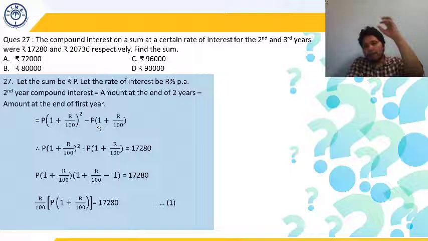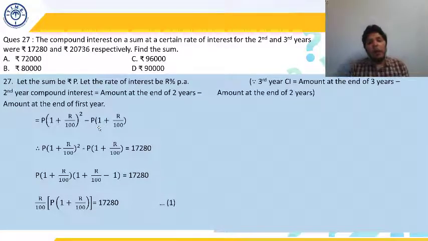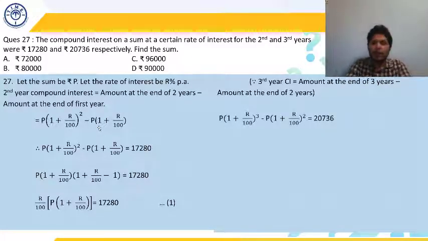Okay. So now the compound interest for the third year. What is the compound interest for the third year? It is going to be the amount at the end of 3 years minus the amount at the end of 2 years. What is the amount at the end of 3 years? It is P(1 + R/100)^3. And what is the amount at the end of 2 years? It is P into (1 + R/100)^2. So we can easily find out it is P(1 + R/100)^3 minus P(1 + R/100)^2, which is given to us as 20736, the third year compound interest.